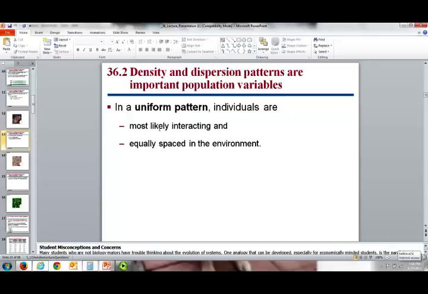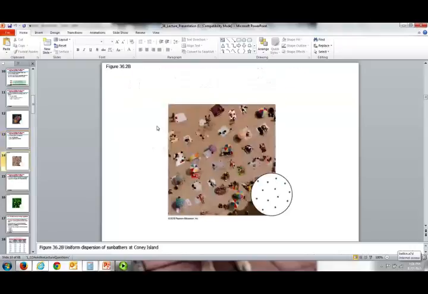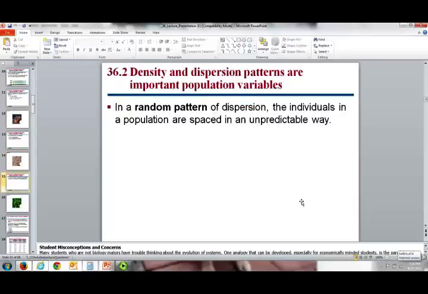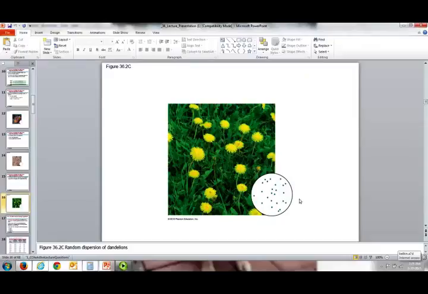With uniform patterns, the individuals are equally spaced out in the environment. A lot of times the reason is that they compete for resources, so they're better off being more spread out so that everybody can get a larger share of the resources. This is showing a uniform dispersion of sunbathers, and the little circle here shows a uniform dispersion of organisms on a petri dish. When you have a random pattern of dispersion, the individuals in the population are spaced in an unpredictable way. This is showing dandelions in a random dispersion pattern.